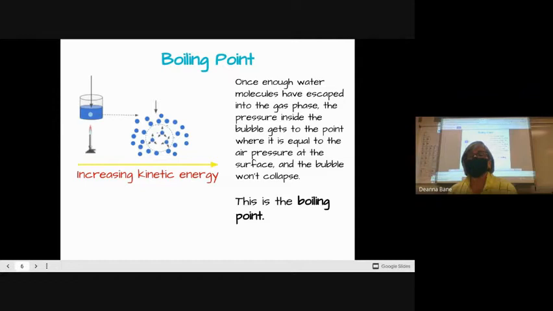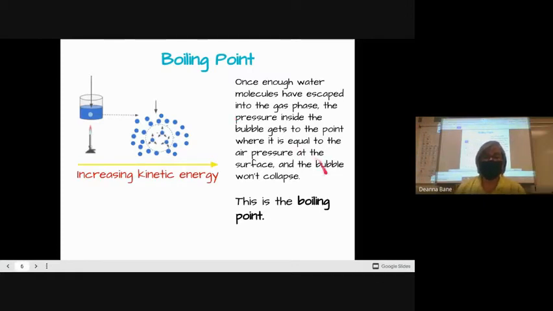All right, so once enough water molecules have escaped into that gas phase, so now we've got several gas molecules pushing the liquid away, the bubble forms. When the pressure of these gas molecules in the liquid equals the pressure pushing down, at that point we have what's called equilibrium. And so the air pushing down can no longer collapse the bubble. So the bubbles stay intact. All right, that's the boiling point.